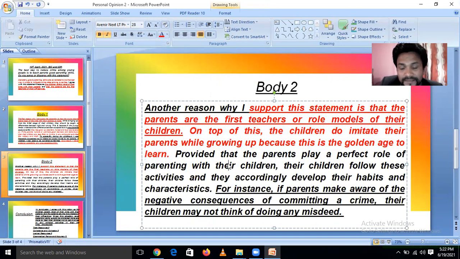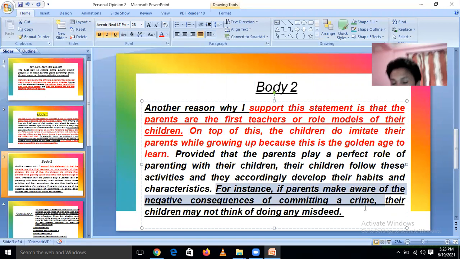So they imitate, they copy, provided that the parents play a perfect role of parenting with the children. The children follow these activities and they accordingly develop good habits and characteristics. For instance, if parents make them aware of the negative consequences of committing a crime, if they clearly tell about the negative results of committing a crime, the children may not think of doing any mistake. So the second point is concluded with the result that their children never do this.